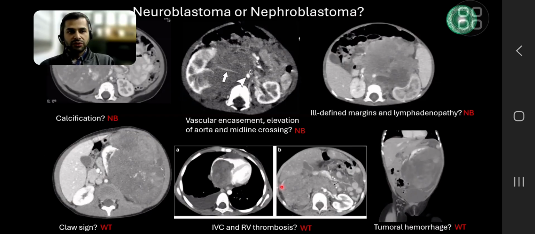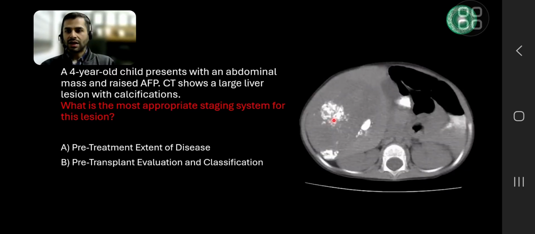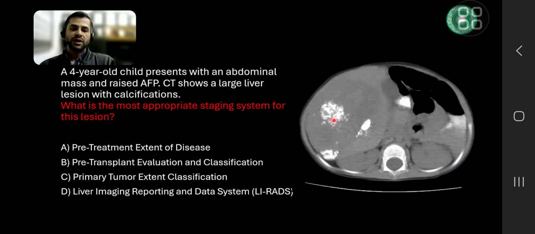That brings us to quiz number 3. So a 4-year-old child presents with an abdominal mass and raised alpha-fetoprotein levels. CT shows a large liver lesion with calcifications. And what do you guys think is the most appropriate staging system for this lesion? Is it pre-treatment extent of disease? Is it pre-transplant evaluation and classification? Is it primary tumor extent classification? Or is it liver imaging reporting and data system, which is the LI-RADS?